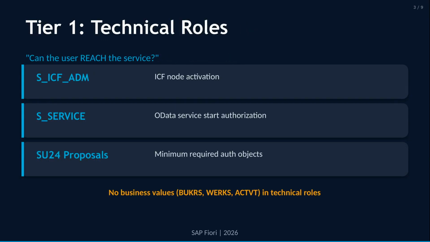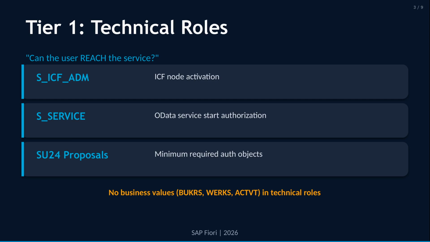The first tier is the technical role. Its job is simple. It contains three types of authorization. First, ICF node activation. Every Fiori app runs on an Internet Communication Framework node. The technical role includes the SICF_ADM authorization object to enable the relevant nodes.